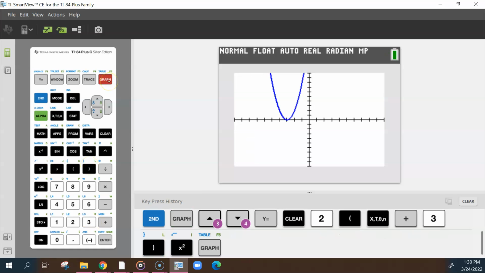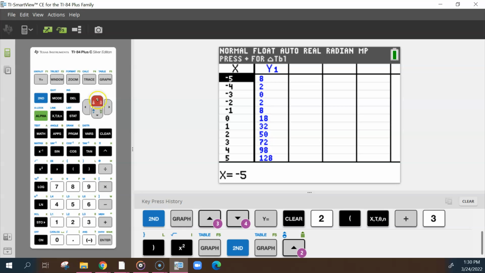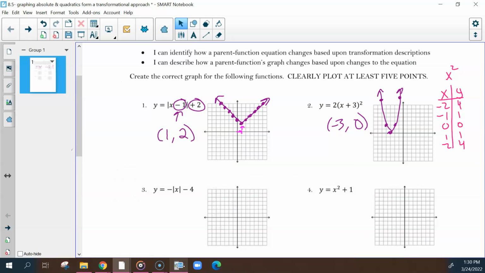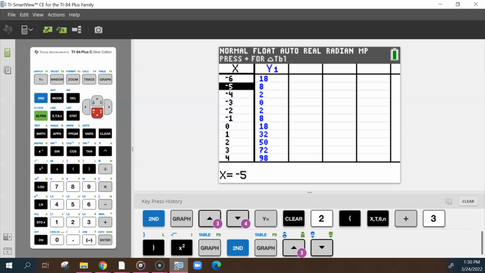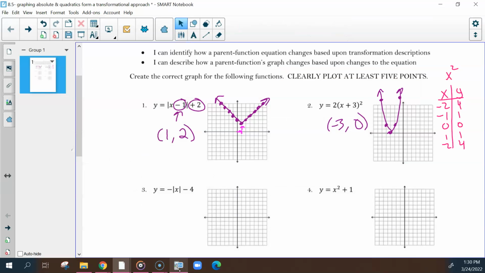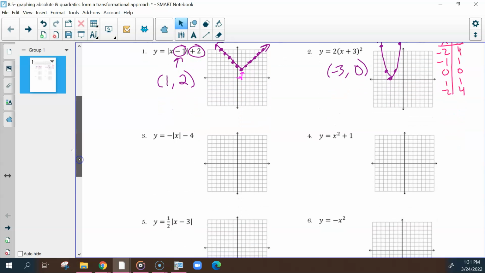Yes. And when I look at my table, I have negative 5, 8, which is what I'm at. Negative 4, 2, which is what I'm at. Negative 3, 0, which is my vertex. Negative 2, 2, which is right. And negative 1. So again, you could do that without the calculator, but it's there if you need it.